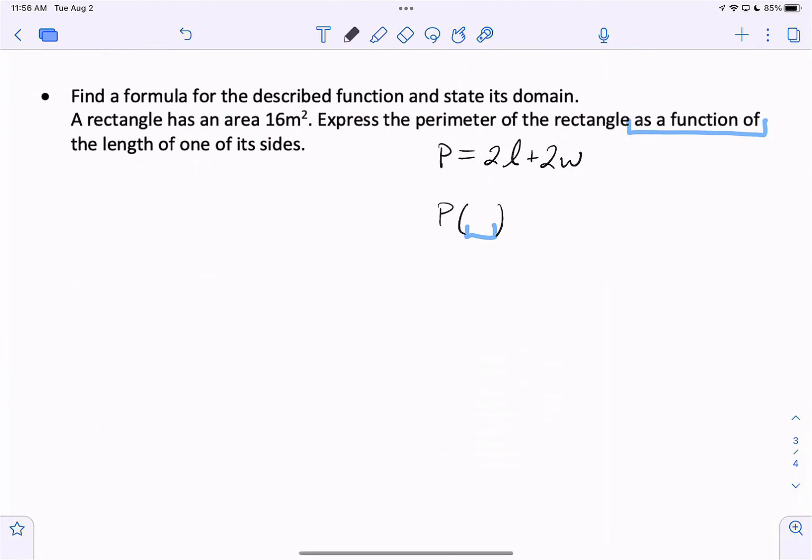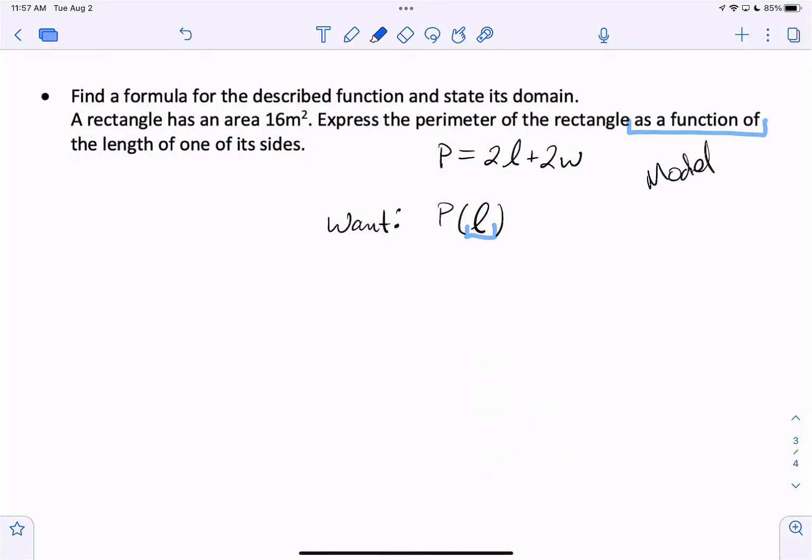So what I really want here is P of L. So I'm going to identify that. I want P of L. That's because I'm being told to find it that way. So that's the model that we're after here. The model is P equals 2L plus 2W. I want to be able to express that model in terms only of L.